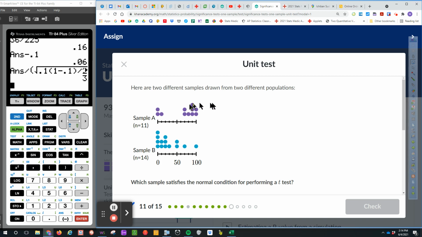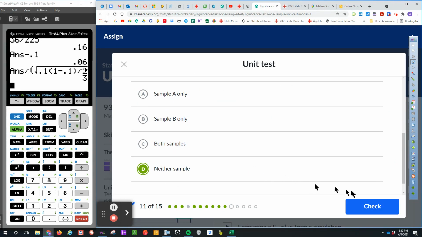So here are two different samples drawn from two different populations. Sample A, n equals 11, sample B, n equals 14. Do you see how in sample A there's a gap here, so to speak, and sample B is more skewed to the right? Which samples satisfy the normal conditions? Since both n are really, really small, and this is already skewed to the right, and there's a gap here for sample A, it doesn't look like either sample would work.